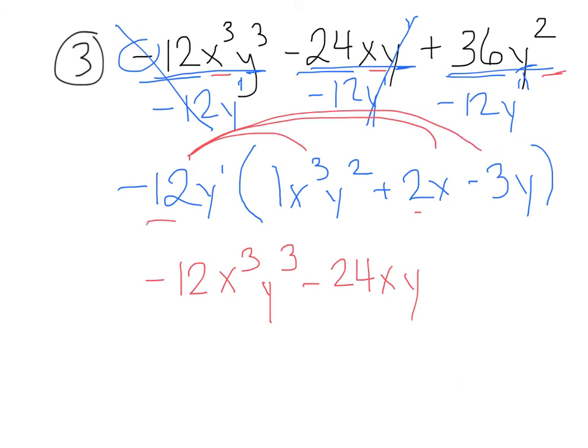So I'm going to have negative 12 times negative 3. So negative 12 times negative 3 is plus 36. And then y times y is going to be y squared. So then if you look again, it's our answer from the beginning.